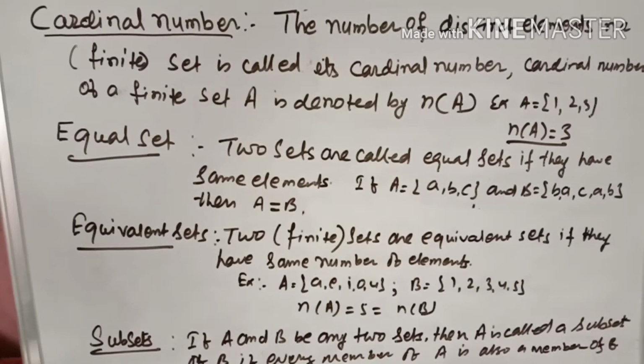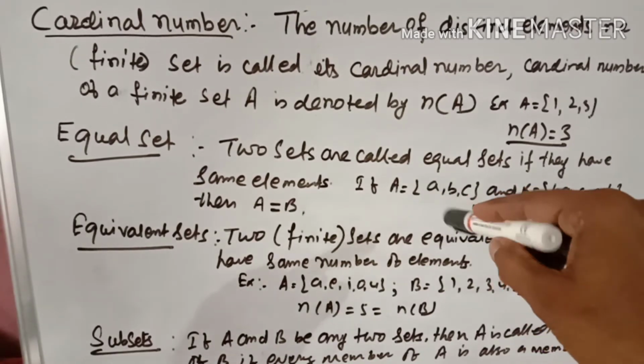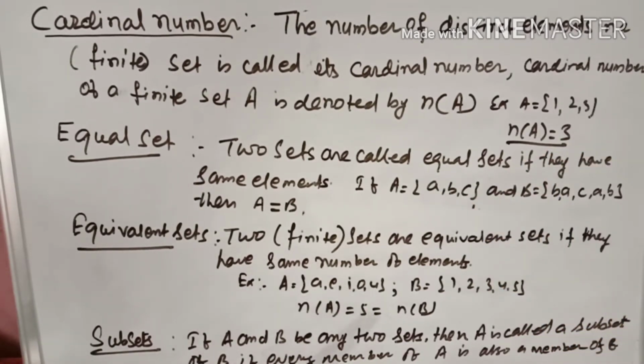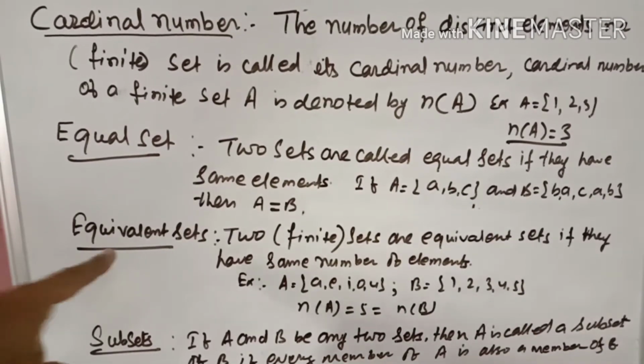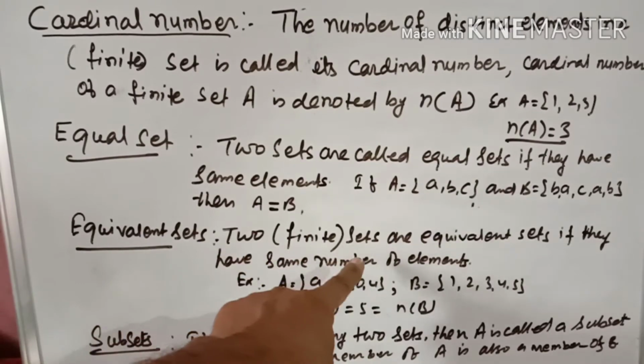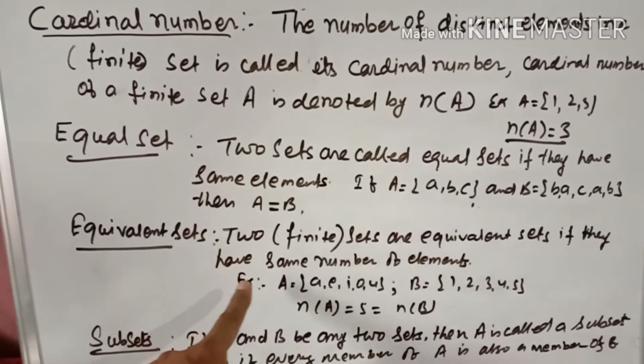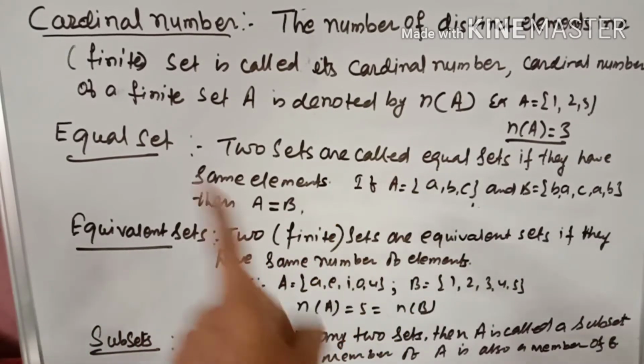As we know, the elements in a set can be repeated or rearranged. Now, equivalent sets. Two finite sets are equivalent if they have the same number of elements.